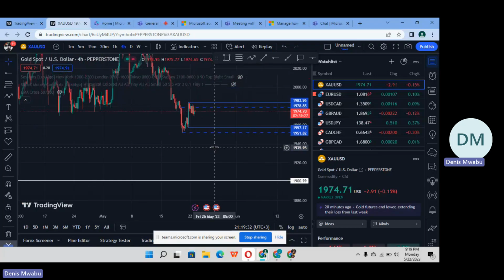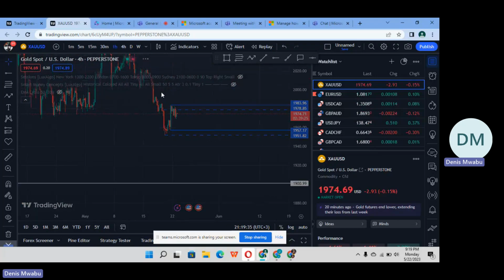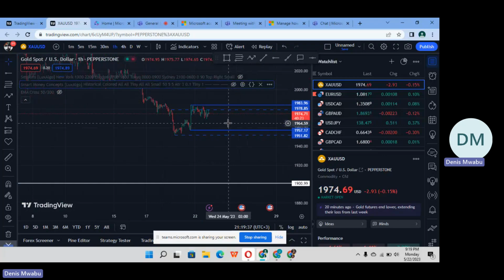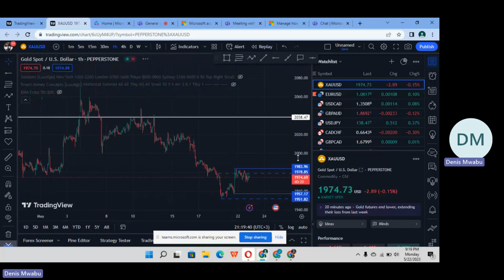So after identifying that, you come now to the lower time frame, and on the lower time frame also you just want to make sure that you're drawing your supply and demand zones.